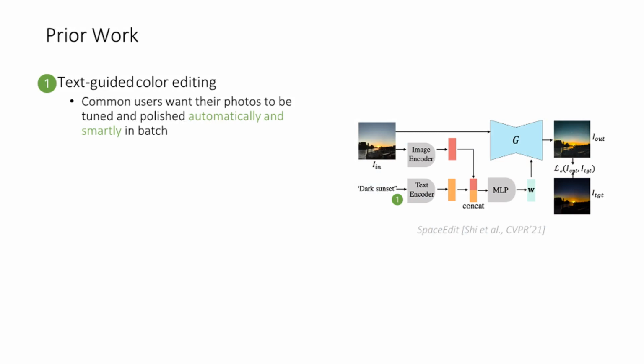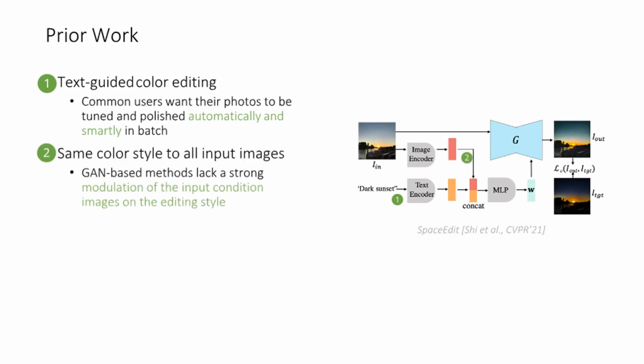In color editing tasks, non-expert users often seek automatic and intelligent batch tuning. Existing methods depend on specific instructions. Without them, outcomes become random in style and quality. Previous methods consistently produce the same color style for all input images, limiting adaptability to content and semantics.